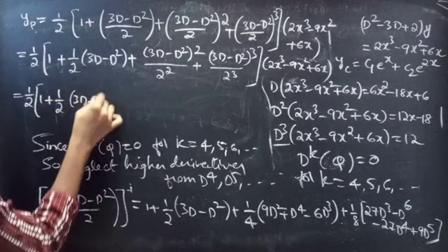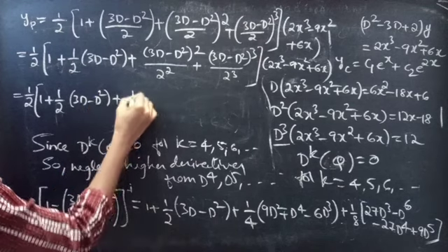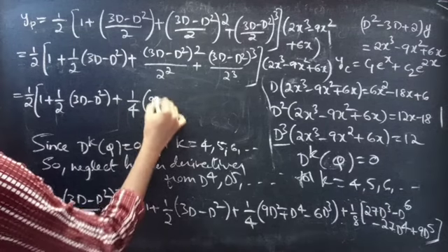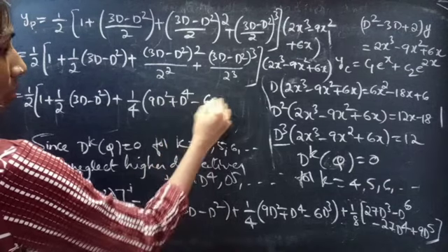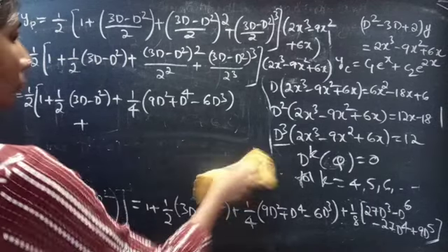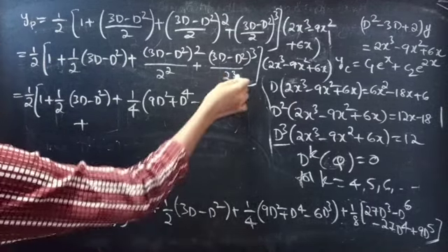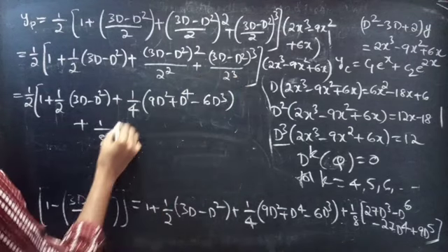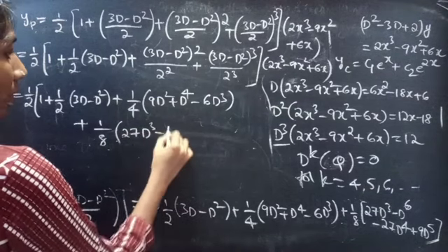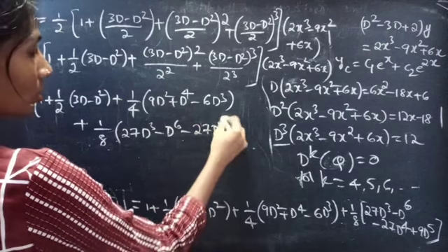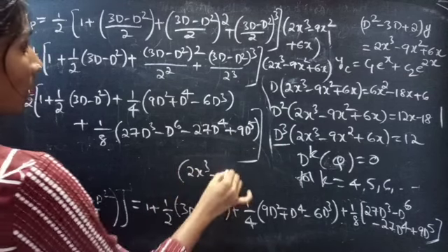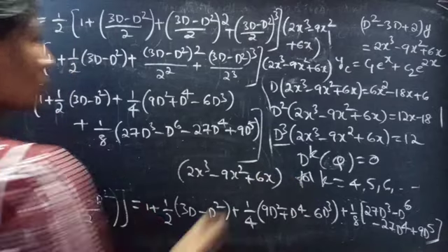Equals 1 by 2 into 1 plus 1 by 2 into (3d minus d square) plus 1 by 2 square, 4, into expansion of (3d minus d square) whole square, which is 9d square minus d power 4 minus 6d cube, plus 1 by 2 cube, 8, into expansion of (3d minus d square) whole cube, which is 27d cube minus d power 6 minus 27d power 4 plus 9d power 5, into cube, 2x cube minus 9x square plus 6x.